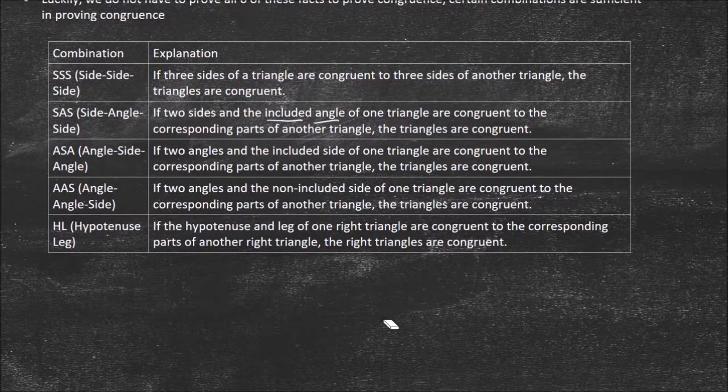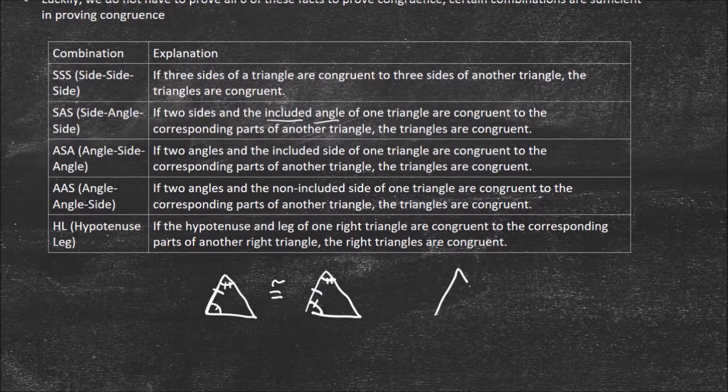Let's take a look at ASA. So this is angle side angle. I'm sure you're getting the hang of it now. So now we're going to have if two angles and the included side of one triangle. So again, we have this idea of included side. So that means if I have this angle here, what is the included side? Well, it has to be that one. And I get that that's congruent to these. Well, then that's enough to prove congruence.